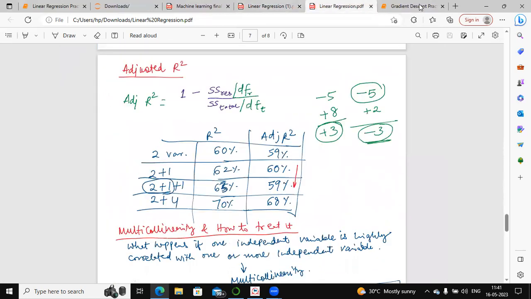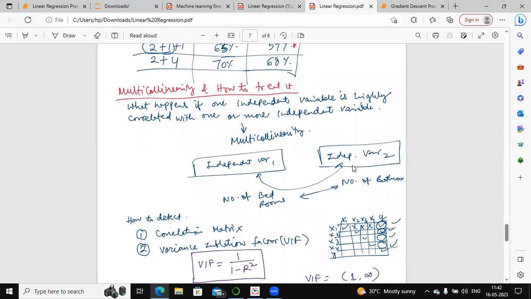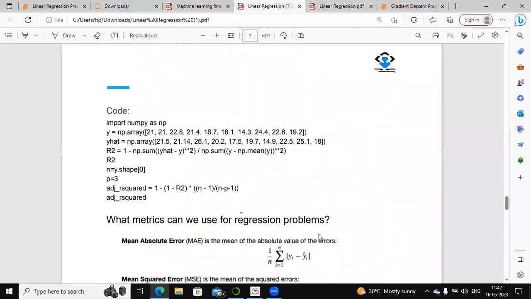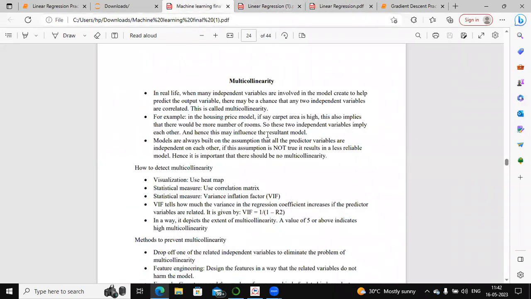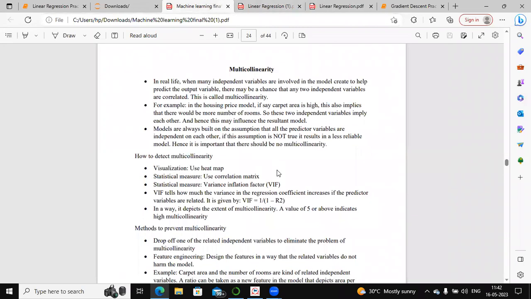So now let's move to the next concept: multicollinearity and how to treat it. So the concept of multicollinearity we will check now. I will be completing the coding part for this linear regression in the next video, that is part 2. So this was all about the theoretical concepts you need to understand for doing linear regression problems. So watch the next video for the linear regression coding concepts, how to code using the linear regression algorithm.